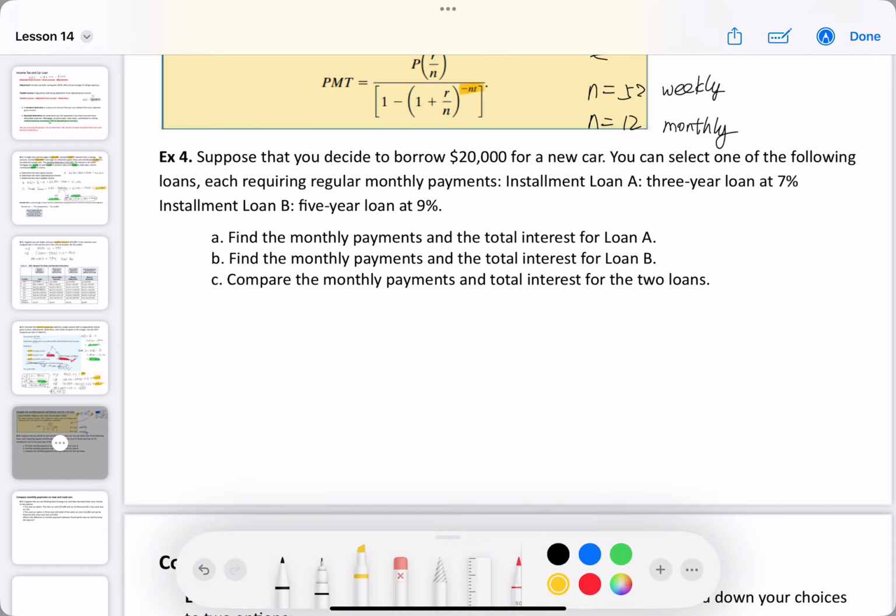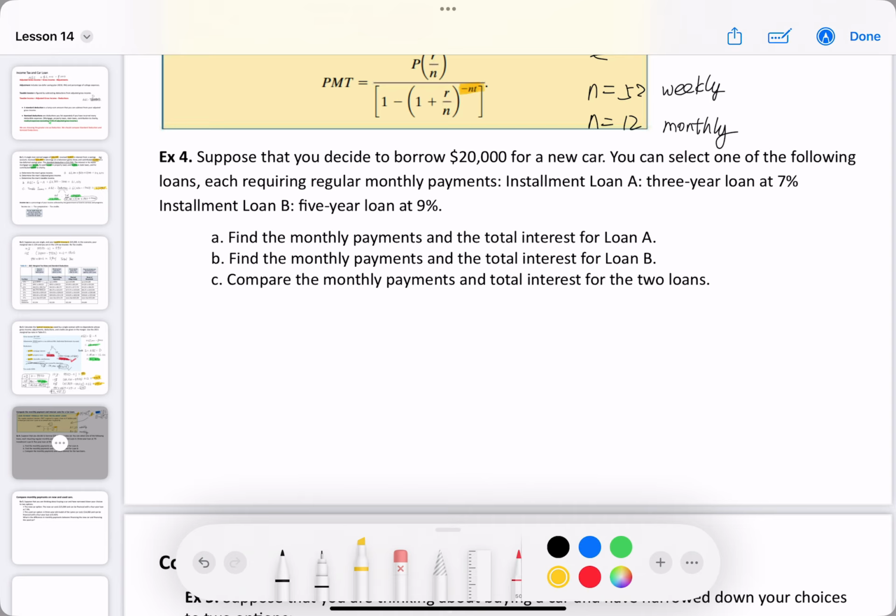It's cheap. This question is from so many years. So now to a $20,000 car, which is not an expensive car. You can select one of the following loans, which require a regular monthly payment, installment. Oh, you have two options.